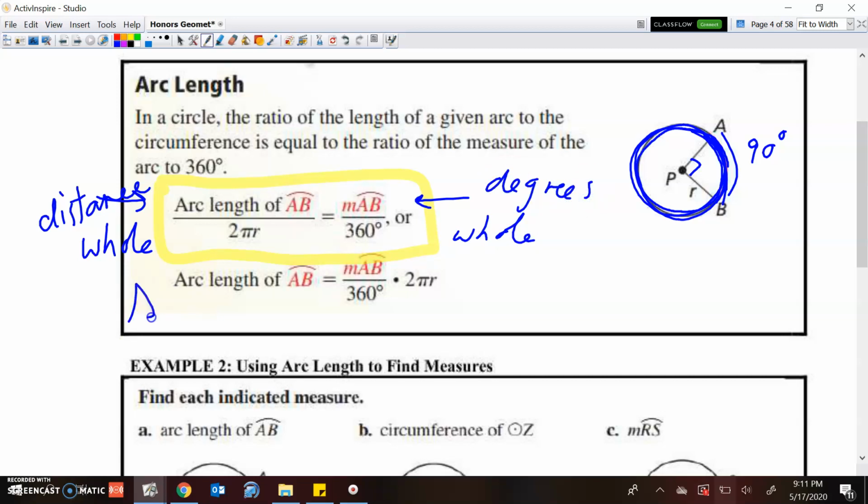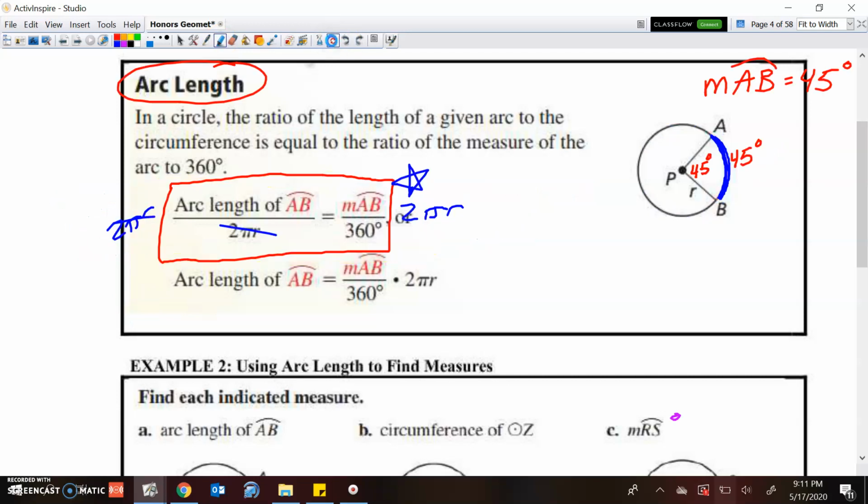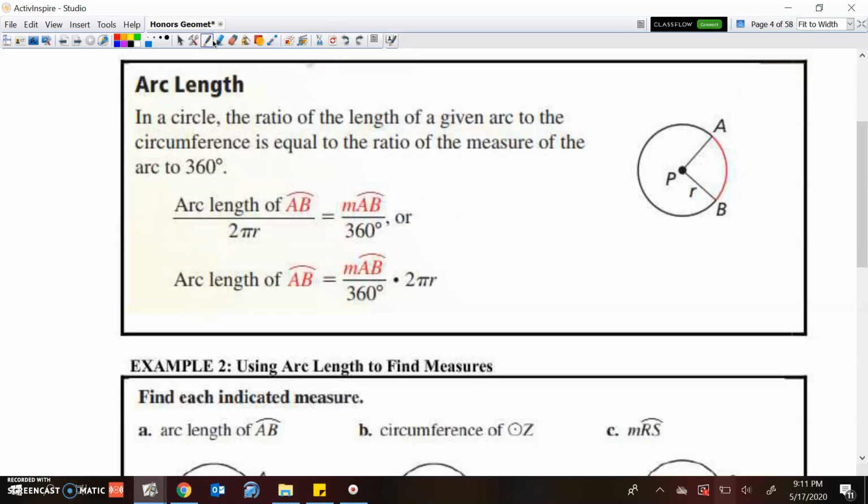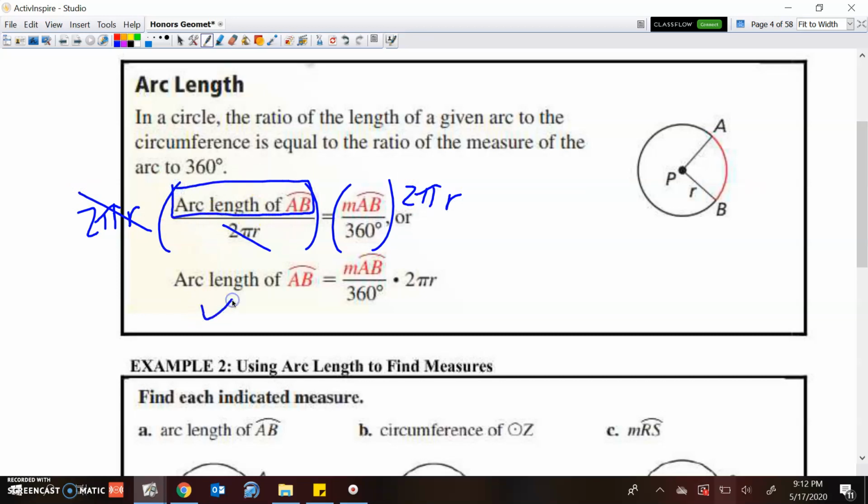Now, the way they get to this one here is, if I take this and multiply this side by 2 pi r, if I do it on one side of my equation, I have to do it on the other. So I'm going to multiply this side by 2 pi r. 2 pi r cancels, and I'm left with arc length of AB, which is what they have here, equals all this times 2 pi r.